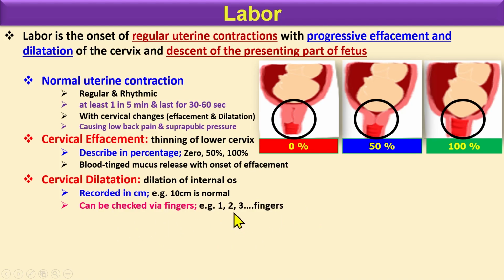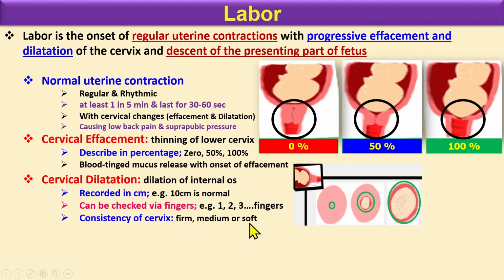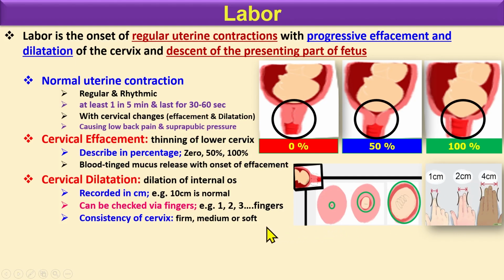Okay, and we can check also by the finger, 1, 2, 3 fingers. Okay, and the consistency of the cervix should be soft, not firm, not medium. So it's better. Okay, and so here you can see the opening is going to increase. Here is 10 centimeters. Okay, and you can also measure by fingers, 1 centimeter, 1 finger, 2 centimeter, 2 fingers, 4 centimeters. So the number of fingers defines how much it's dilated.